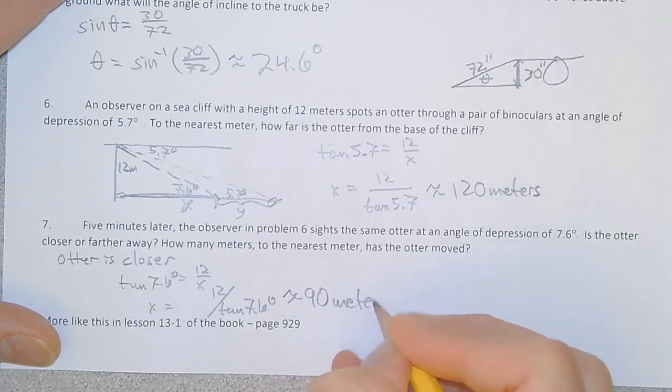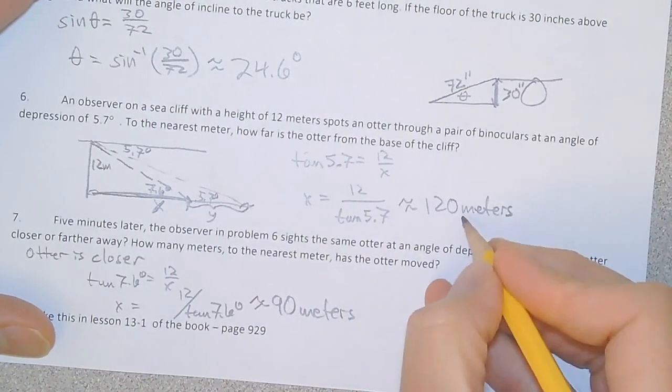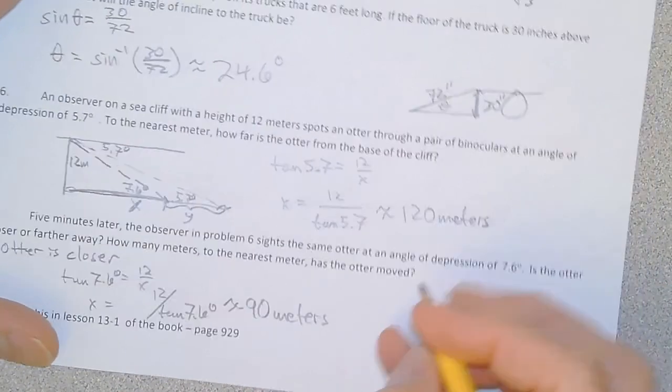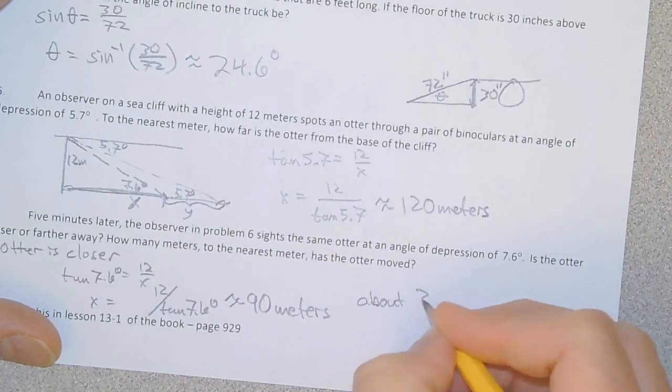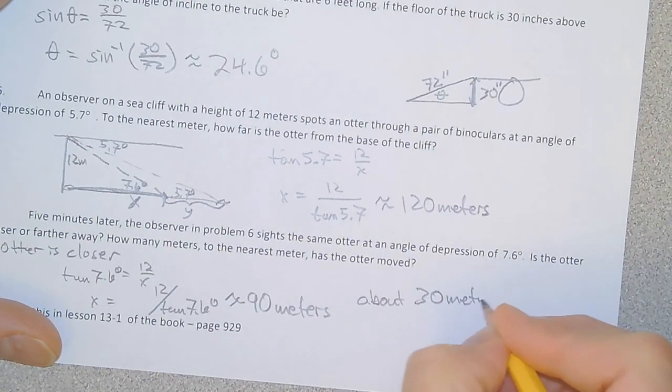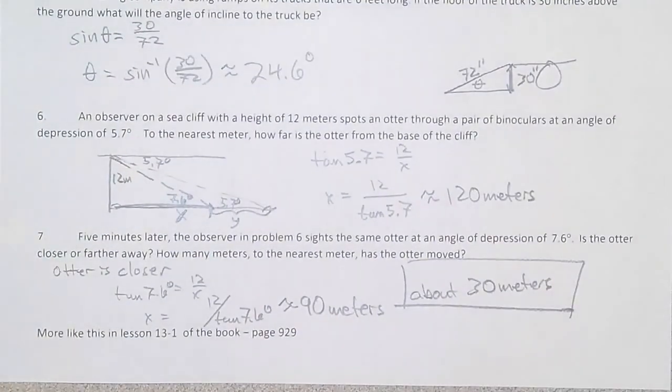meters away. So how many meters has the otter moved? Well, it was 120 meters away. Now it's 90 meters away. So it is about 30 meters is how far it has moved. All right.